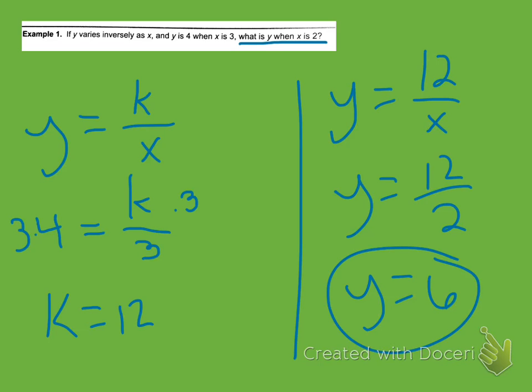Okay? So we have to do the same thing we did with our direct variation. We have to find the value of k. And then when we found the value of k, we plug it into the equation and finish off with what the last piece is.